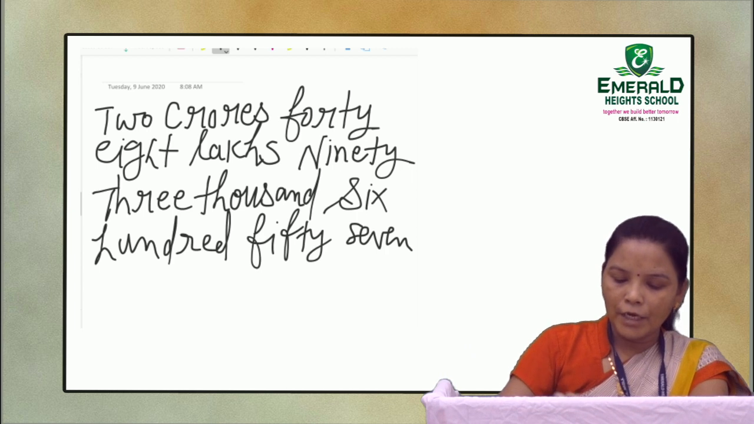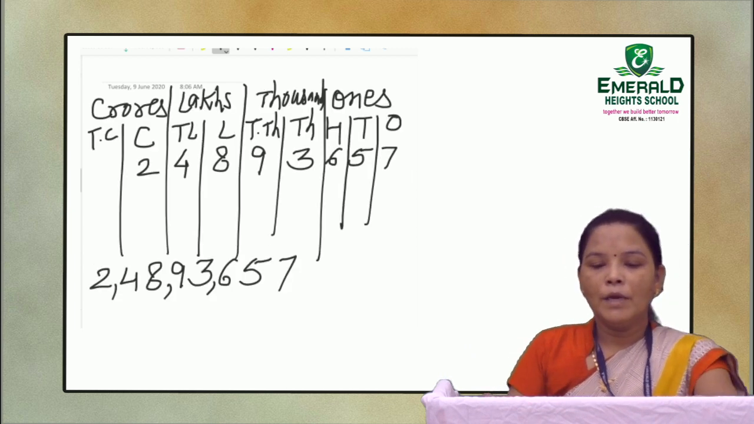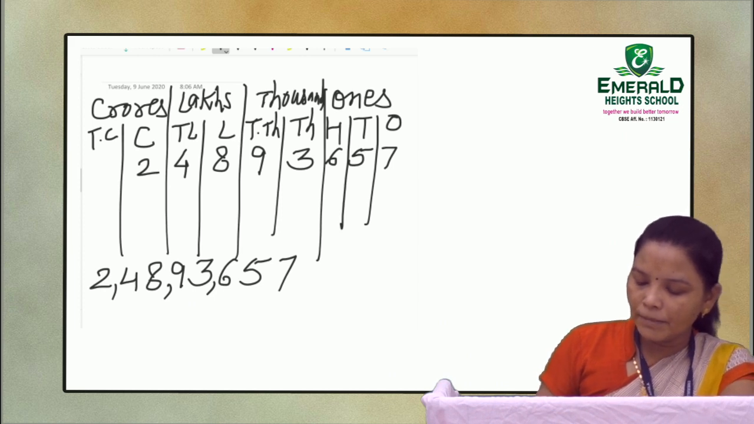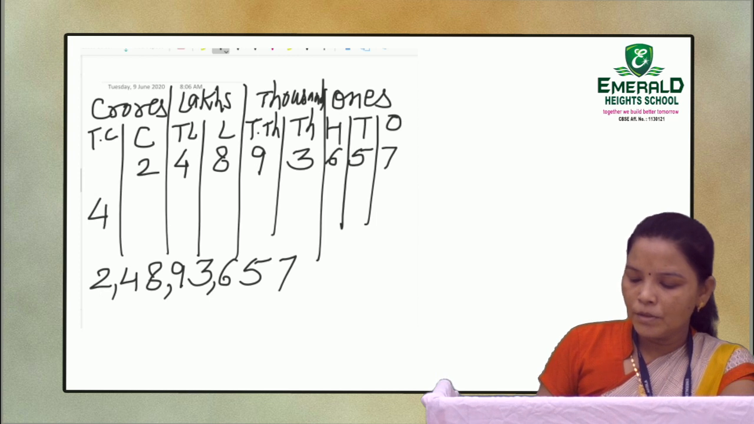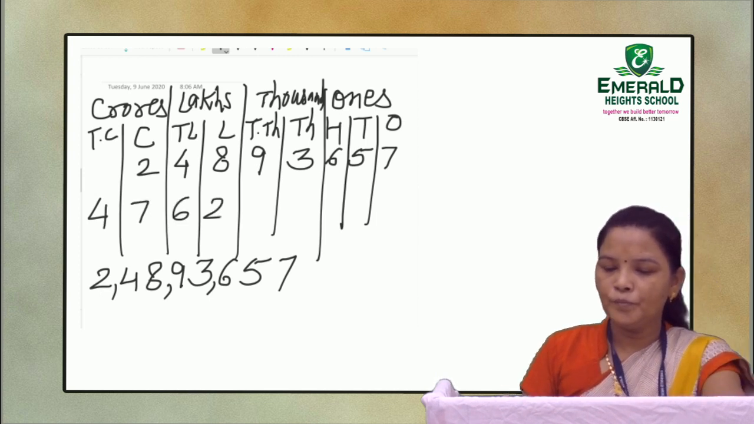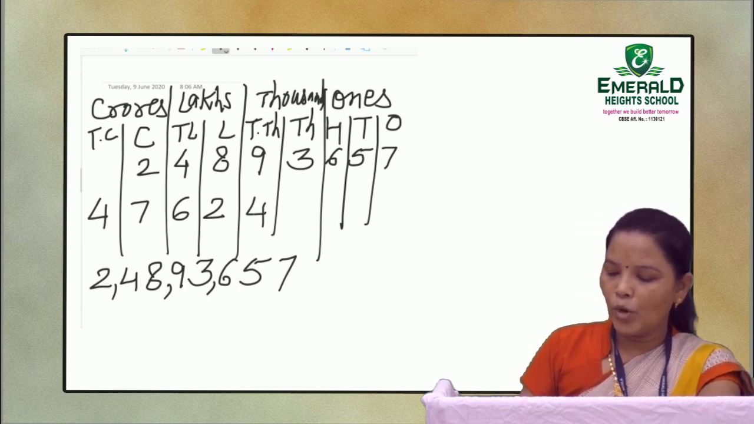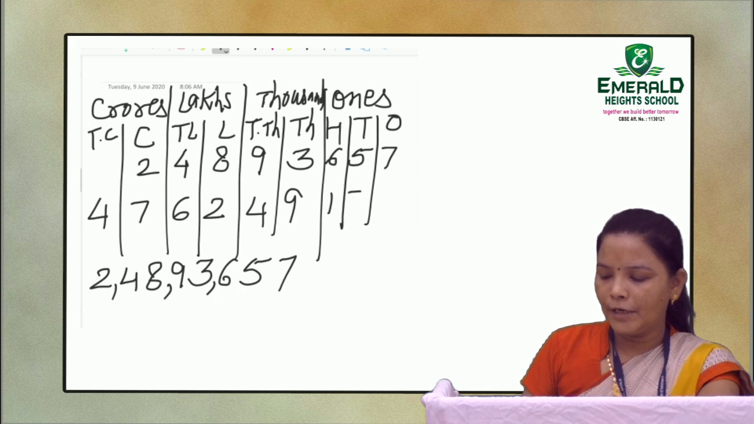Now again we can arrange a 9-digit number. Let us arrange the 9-digit number in the Indian place value system. We can take the number 4, 7, 6, 2, 4, 9, 1, 3 and 8.